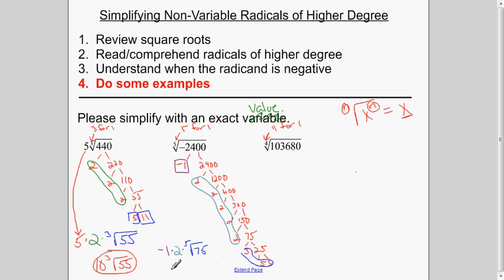Making my final answer negative 2 times the fifth root of 75. And again, you can check that on your calculator.